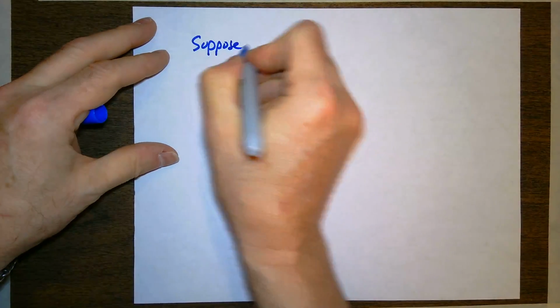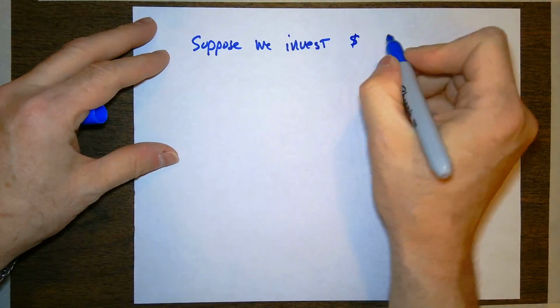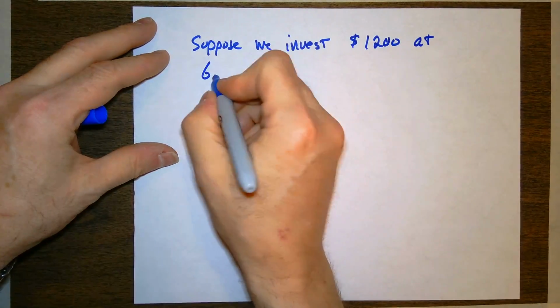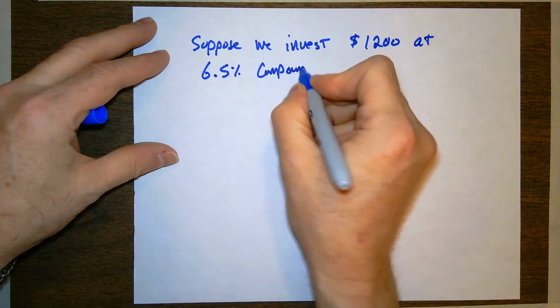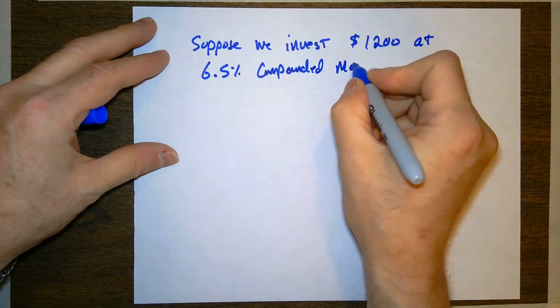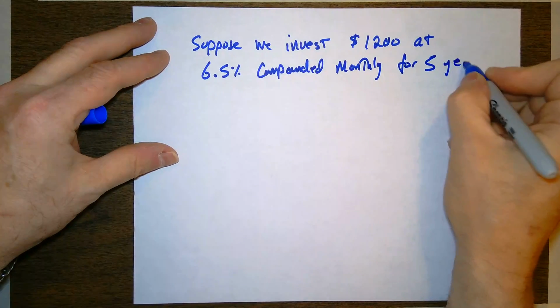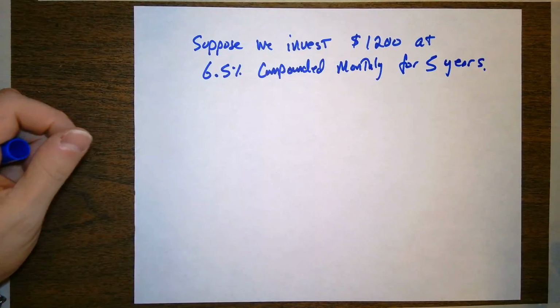Suppose we invest $1,200 at 6.5% compounded monthly for 5 years. How much would that investment be worth?